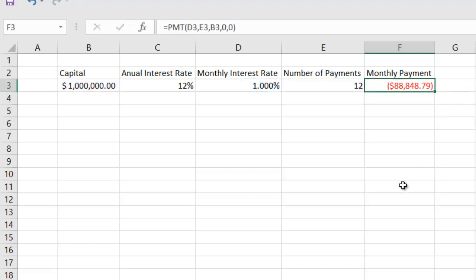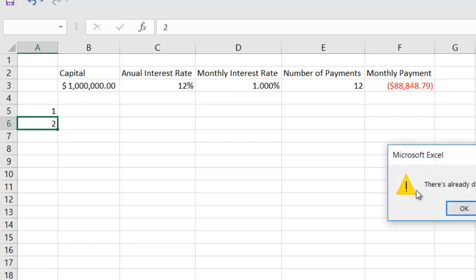Okay, so as you can see, you get 88,848. This is the monthly payment of that employee if he wishes to pay everything in 12 months. Now we are going to create the amortization table for him. So the first thing we do is set up the 12 payments.